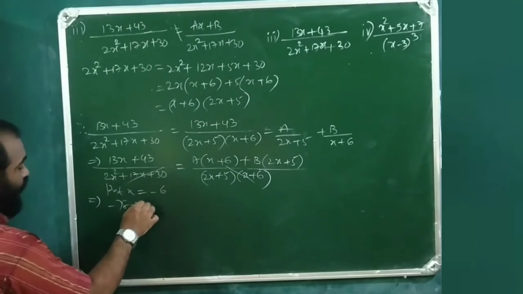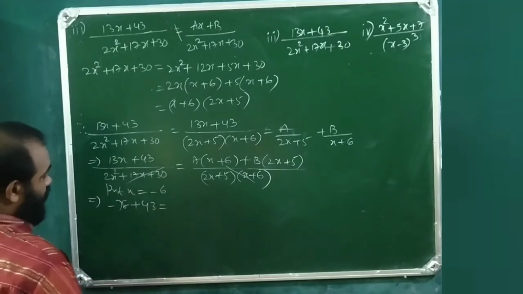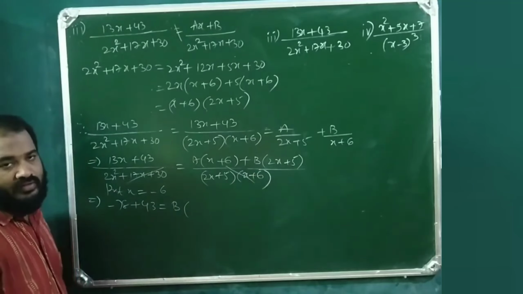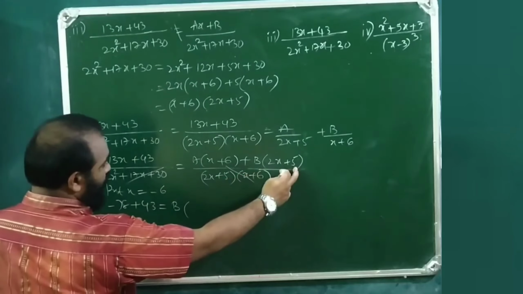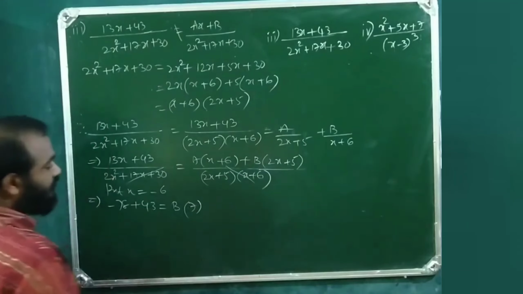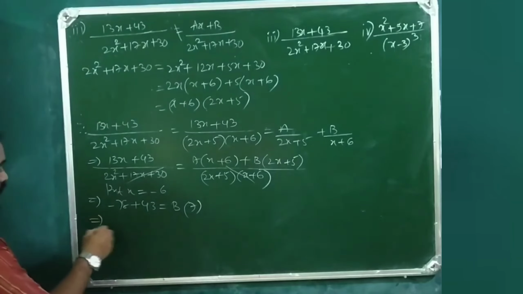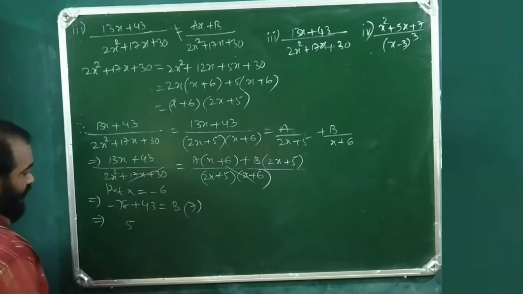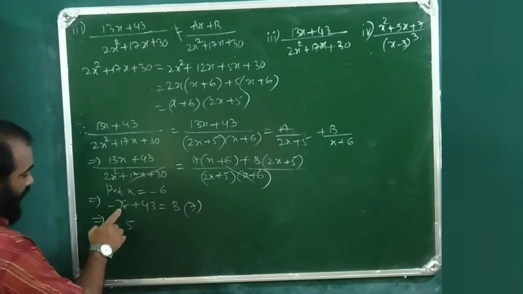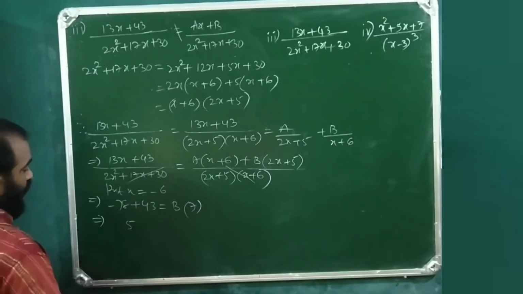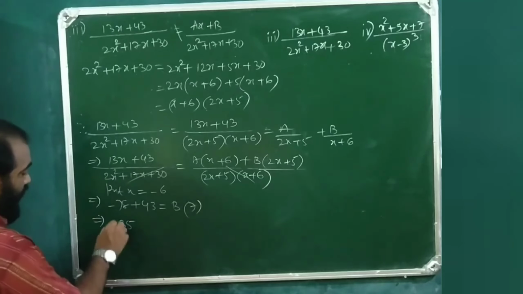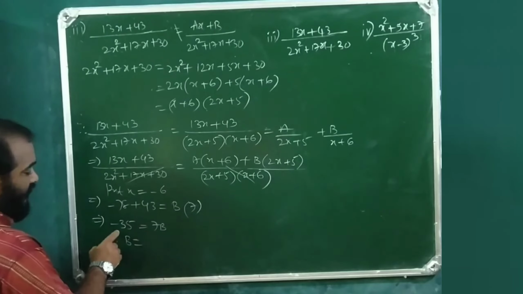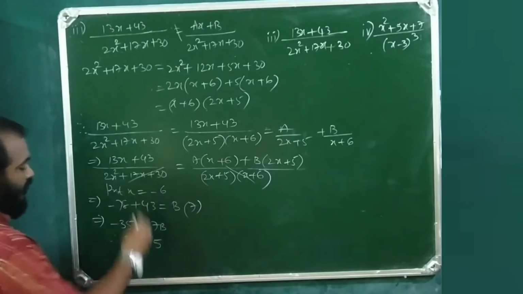minus 78 plus 43 is equals to b into 2 into minus 6, minus 12. Minus 12 plus 5 is 7. This is equals to 8 minus 3 is 5. So minus 7 plus 4, 7 minus 4 is 3. So minus 35 equals to 7b. Therefore, b is equals to minus 35 by 7, which is minus 5.